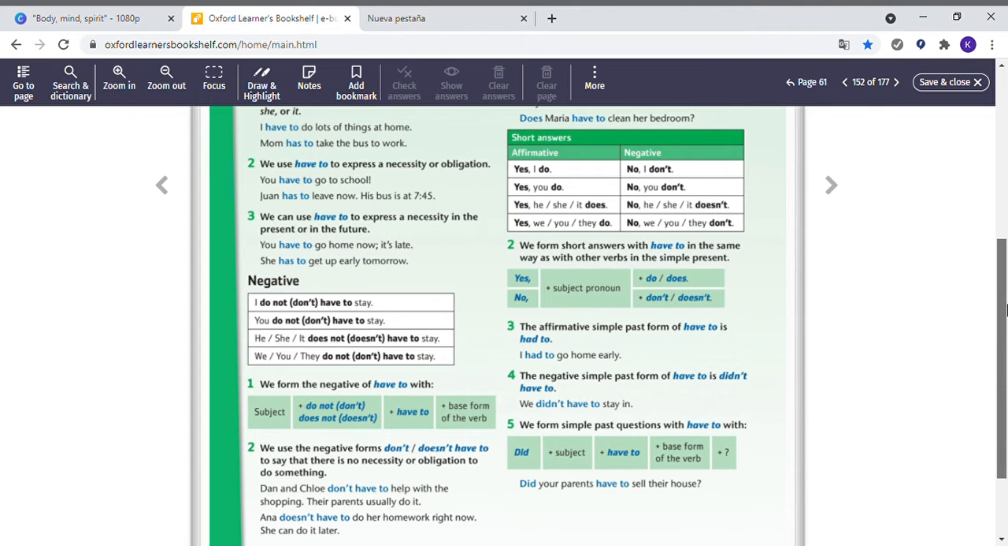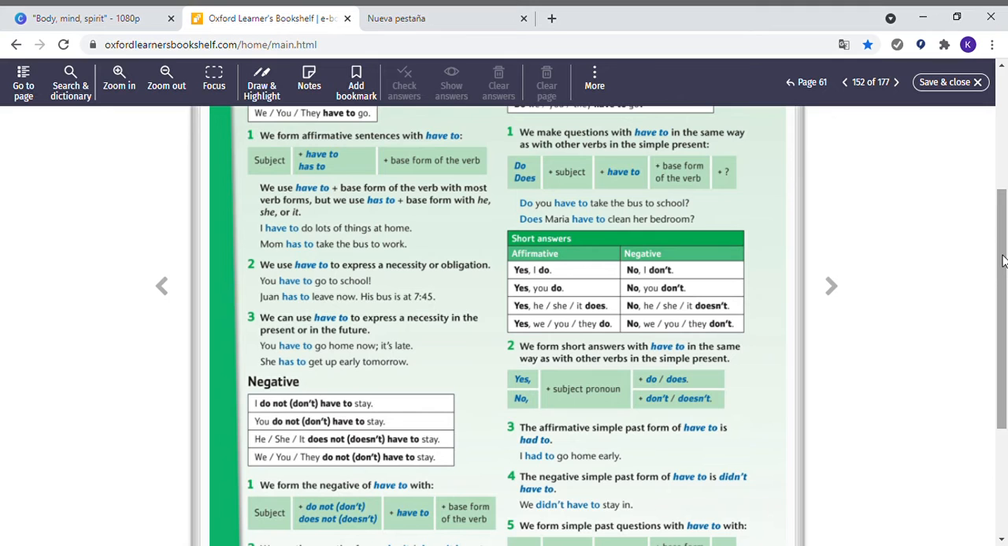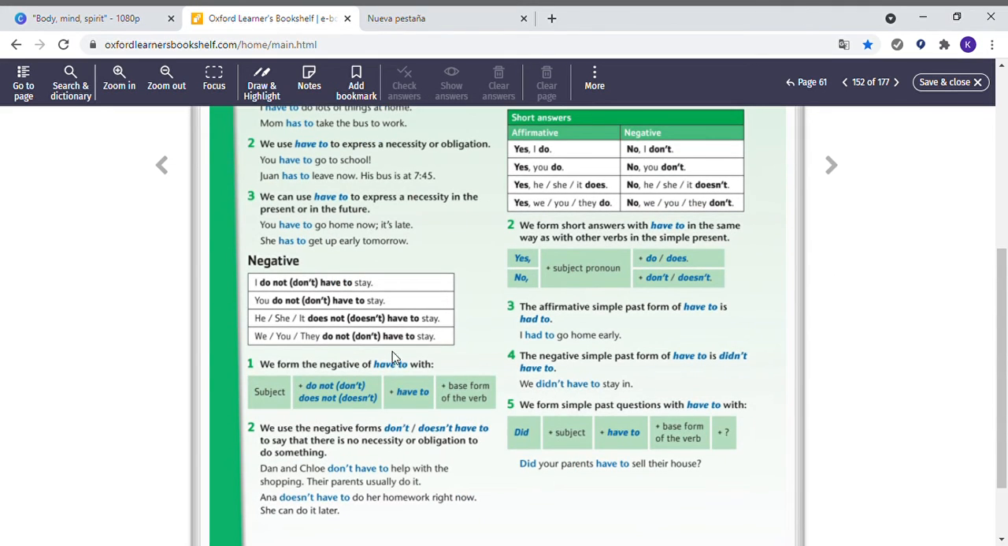Do you remember that in the affirmative sentences with he, she, and it, we use has to? Okay, now we're gonna use have to also, but we have to add doesn't. ¿Ok? Chicos, el doesn't me da la negación de la tercera persona con he, she, and it. Al usar doesn't, no tengo que poner has to. Voy a usar igual have to, porque lo que cambia es esto, el doesn't. ¿Ok? So, please remember this.